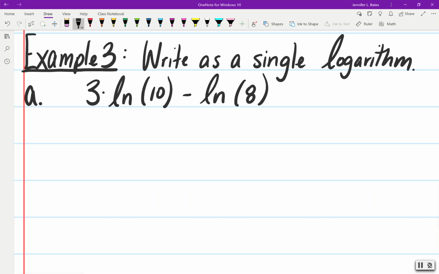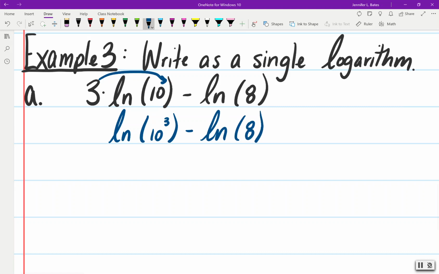Very good. A few of us have got it. Log property 3 says if we have a coefficient, we could move it back as an exponent. So we first need to move all of our coefficients back. So this is really 10 to the 3rd power. Okay, so this was property 3. So we can move that back. Now I've got 2 logs being subtracted.